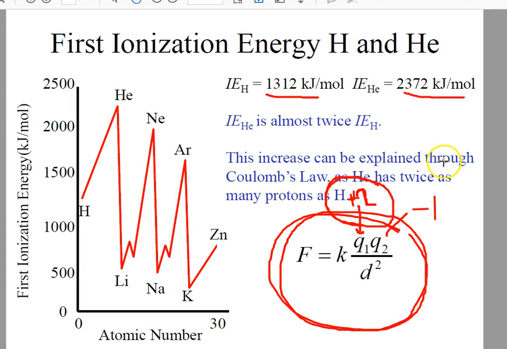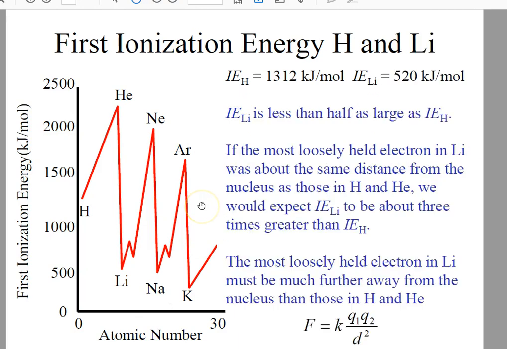So why then, if lithium has 3 protons, is it not 3 times as much? If we look at lithium's value, it is definitely not 3 times as much. It's much less than hydrogen, even though it has more protons. So why? Let's go back to Coulomb's law. Lithium's going to have a plus 3 instead of a plus 1. So why is it not 3 times as much? It must be this distance. Lithium's electrons must be further from the nucleus.